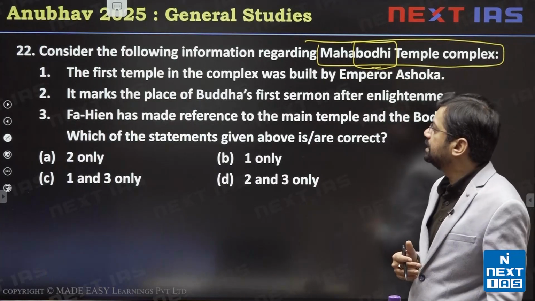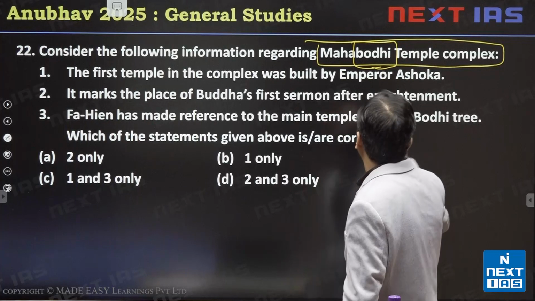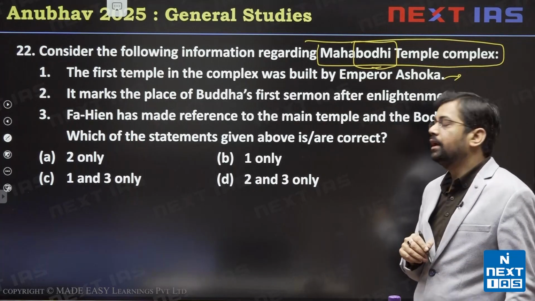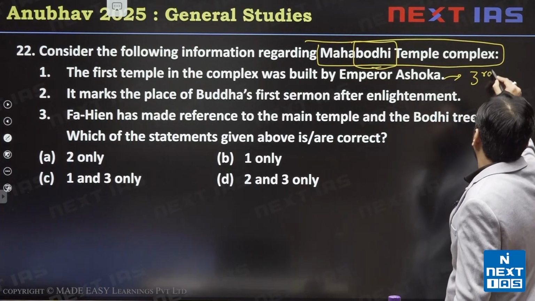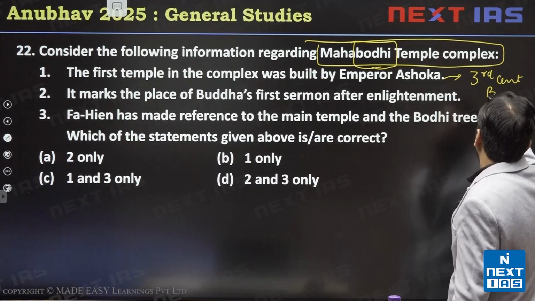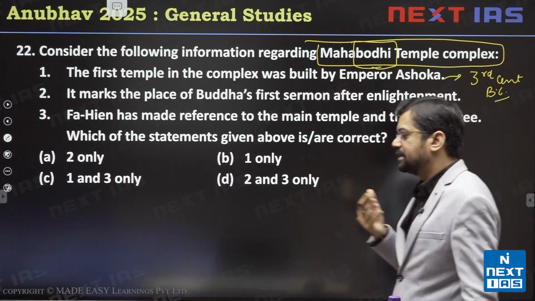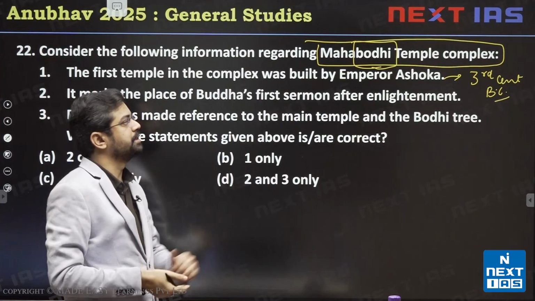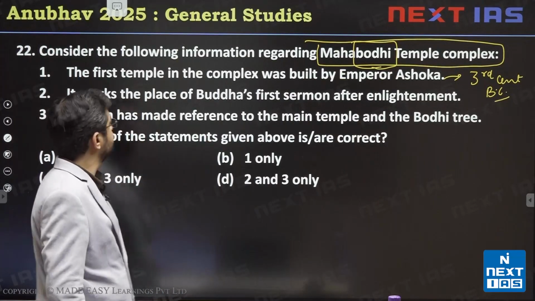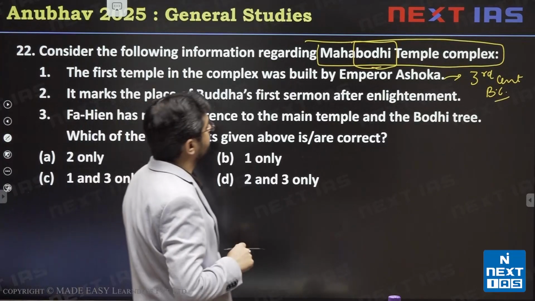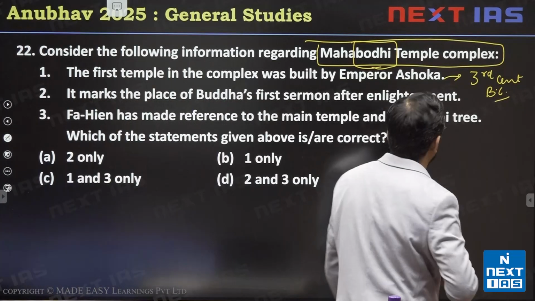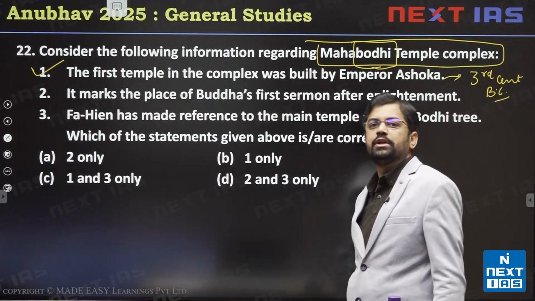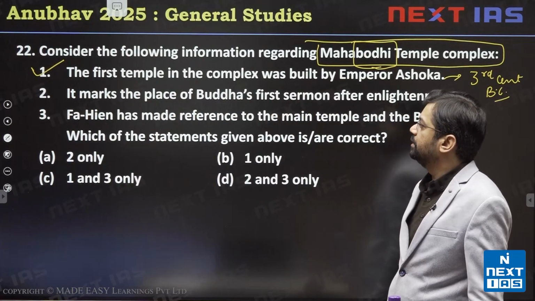The first temple in the complex was built by Emperor Ashok. Emperor Ashok took the initiative of building the temple in the 3rd century BC, and it is one of the first temples built using bricks with respect to Buddhist temples, right. So the first statement, that it is the first temple in the complex built by Emperor Ashok in the 3rd century BC, is correct, and it is the earliest temple built using bricks. So the first statement is correct.